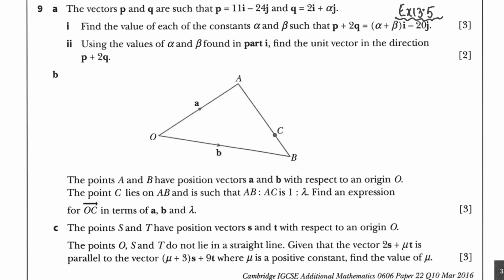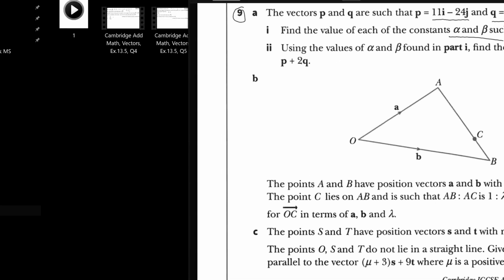You are doing question number 9 from exercise 13.5. It's also from the vector chapter. It is given here that p is 11i minus 24j and q is 2i plus alpha j. Find the value of each of the constants alpha and beta such that the given information holds.